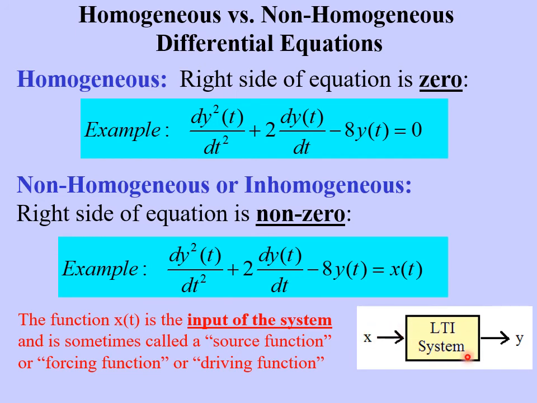All right, think about our standard system notation here. We have the system with x going in and y going out. Well, all the differential equations we just looked at, up until this point in the lecture, they all had no input over here. The system was just sort of put in motion and let go, and we're finding the output. But now the system is being driven by something over here, this x. So x is sometimes called a driving function, or a forcing function, or a source function.